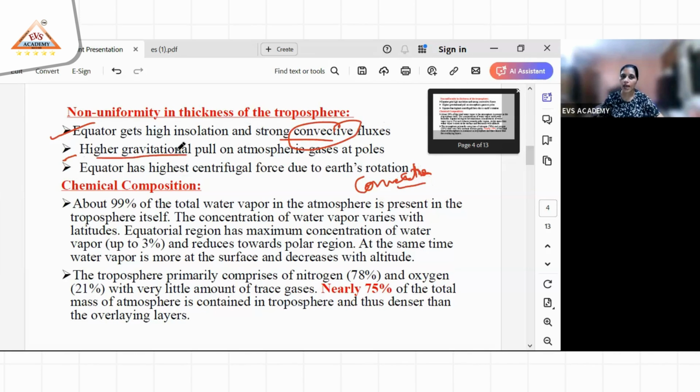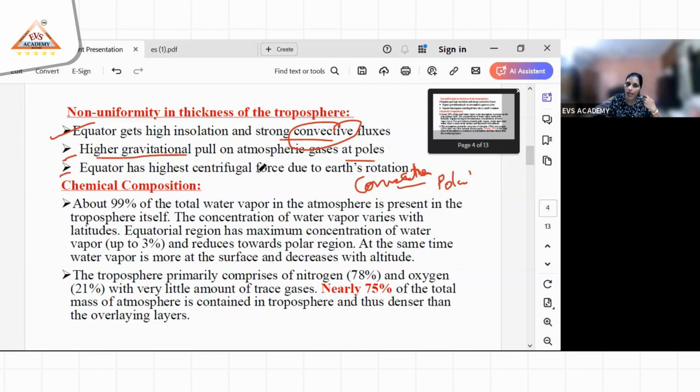The second reason is that there is a high gravitational pull on atmospheric gases at the poles. We know that the gravitational pull is more at the polar region as compared to the equatorial region. And when gravitational pull is more, it will bind the gases to the ground surface. Due to this gravitational pull, the polar tropospheric height is less as compared to the equatorial region.